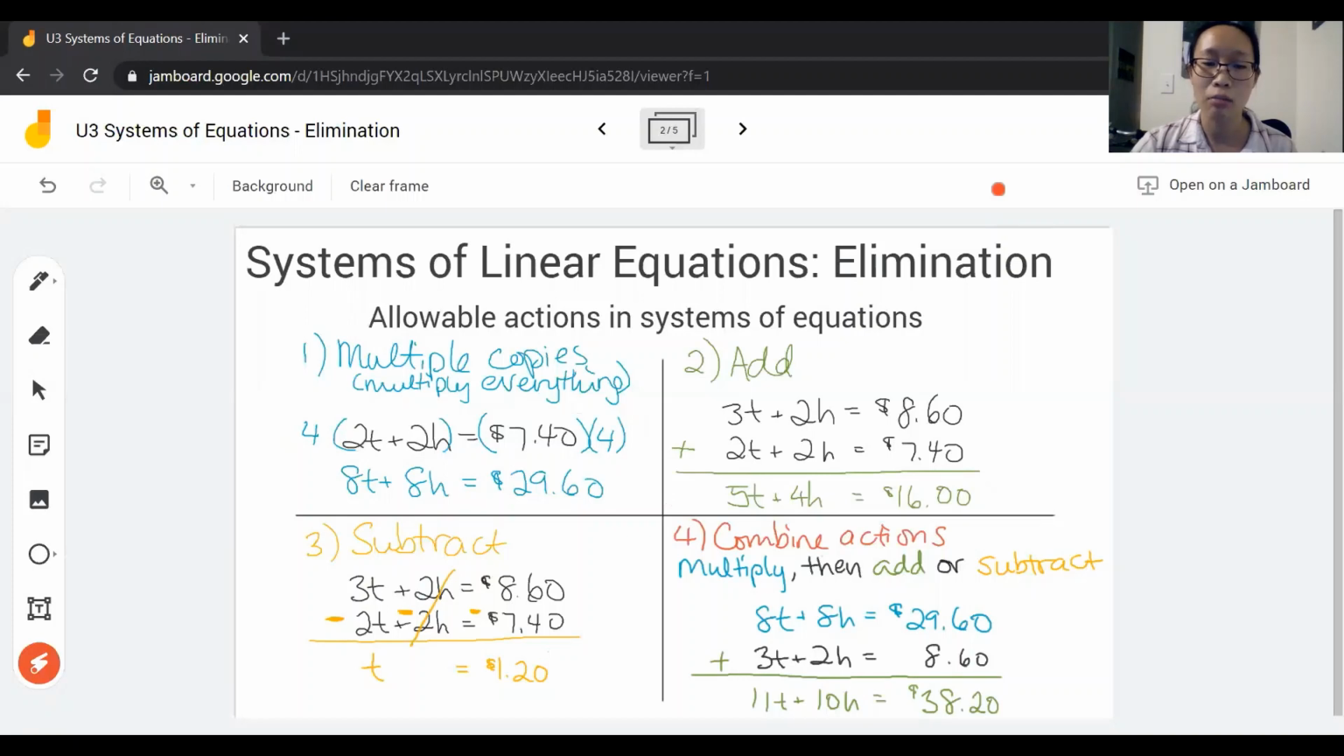We can subtract, but be careful, we have to subtract every single term. And if you have a negative in your second equation, that might mean you're subtracting a negative, which makes a positive. And the fourth thing is you can combine actions. You can multiply first, which was from here, and then add to or subtract from something else. And this was our last example, the 11 tacos and 10 hot dogs. So essentially, the entire goal of elimination is to find some combination of actions so that you can eliminate one variable. And in this case, there was subtraction. We could eliminate the hot dogs by subtracting because they had the same coefficients.